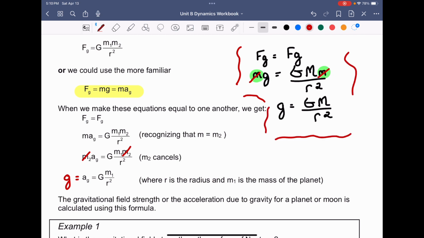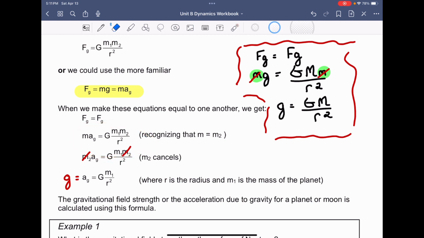I always recommend that we start seeing it as little m, big M, because then it makes it very easy to cancel the m that is correct in this case and leave us with that. But if you get this notation where we're going to say, okay, well, Fg equals Fg, and we treat it as M1 and M2, and you know M2 cancels, great, no problem.